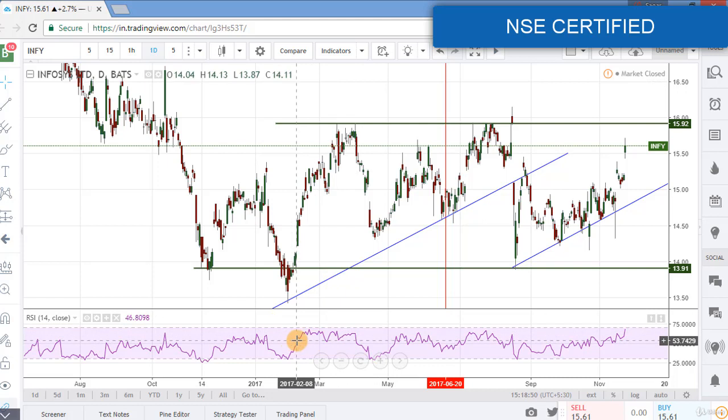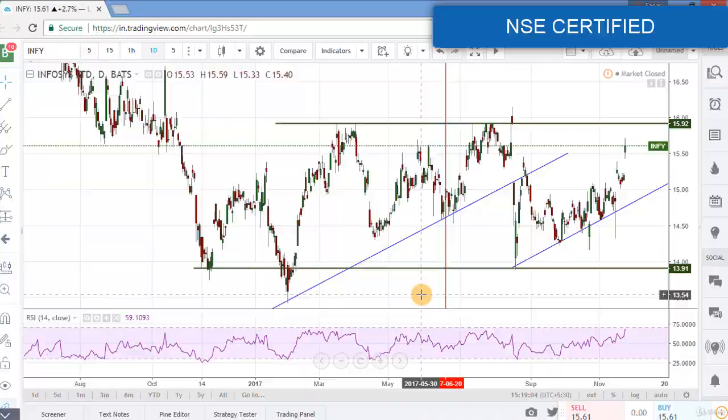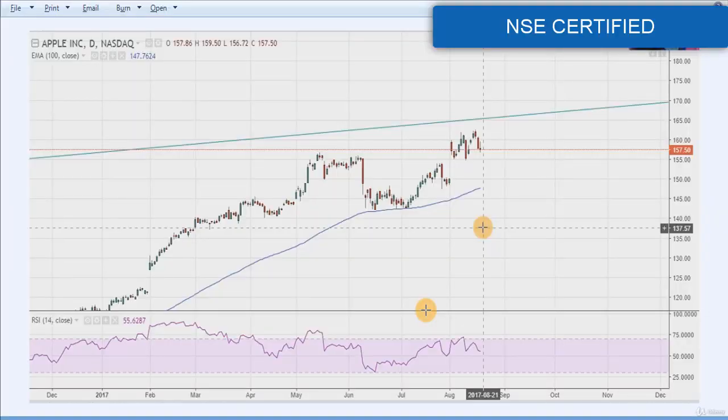So we can make use of RSI in this range. Whenever RSI is touching or facing resistance, this 70 line, we can sell the stock. And when RSI is touching this 30 level, we can buy the stock. In my first live analysis of Apple Incorporation on 20th August, I said not to buy the stock at that level because it was an in-between trade and there was also a negative divergence on RSI.